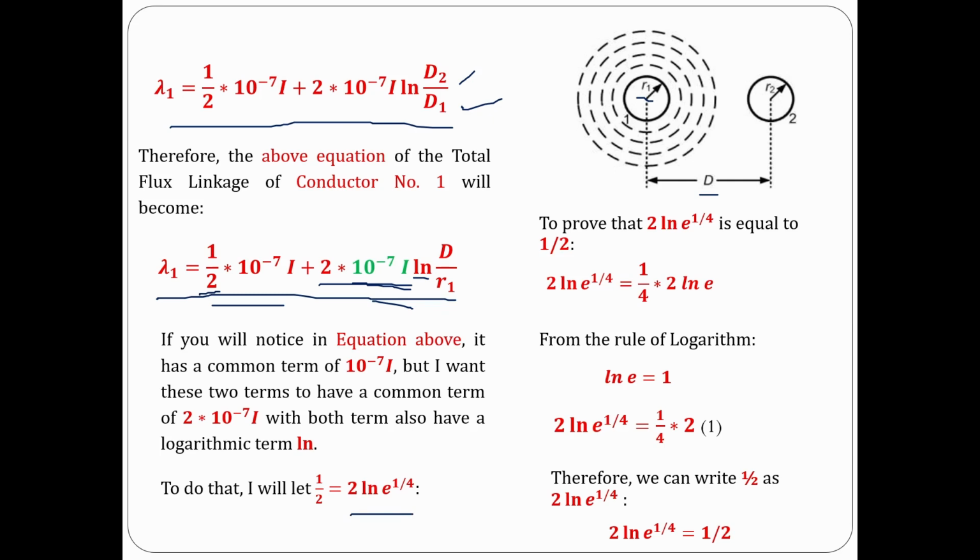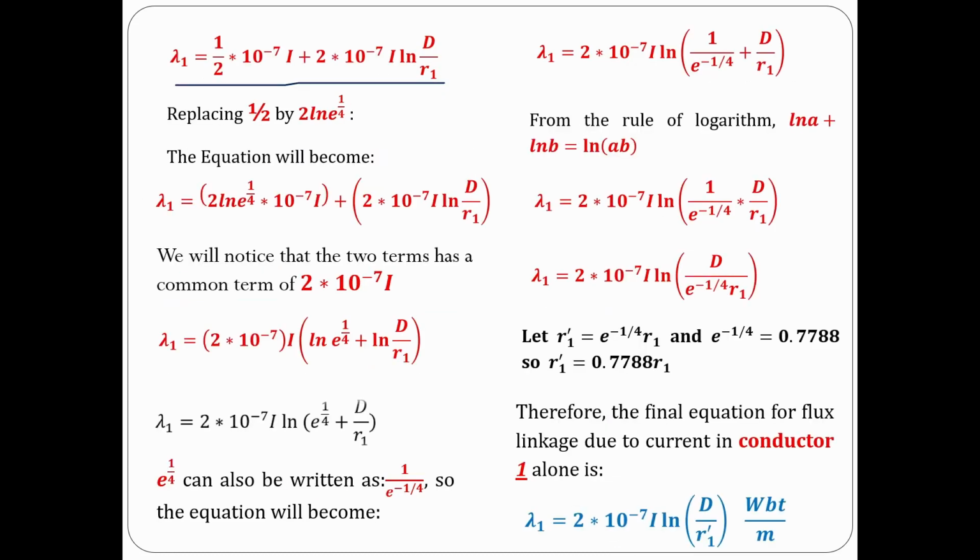by operation, this 2 ln e to the 1/4 is equal to 1/4 times 2 ln e. From the rule of logarithm, ln e is equal to 1. Therefore, we can write 1/2 is equal to 2 ln e to the 1/4. From this equation, we will replace 1/2 by 2 ln e to the 1/4. So the equation will become 2 ln e to the 1/4 times 10 to the negative 7 i plus 2 times 10 to the negative 7 i ln D over R1.